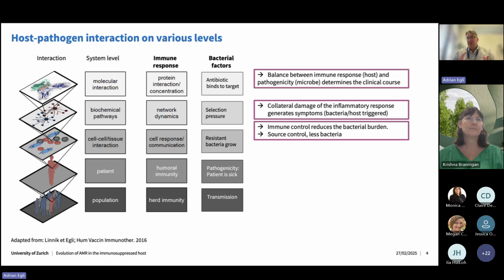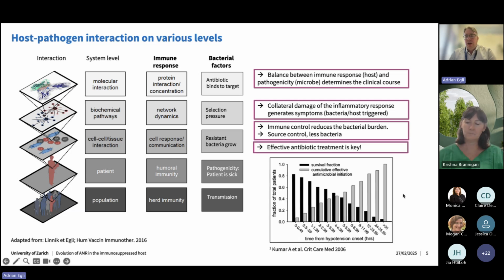So the immune system is extremely important in this interaction, and what we try to do if there's an immunosuppressed host present, we try to compensate with antibiotics. And what we do here is that we try to expose the patient very rapidly to an effective antibiotic treatment.